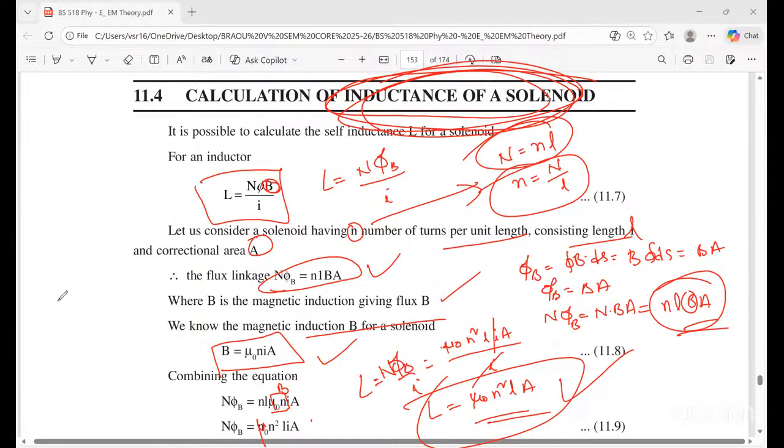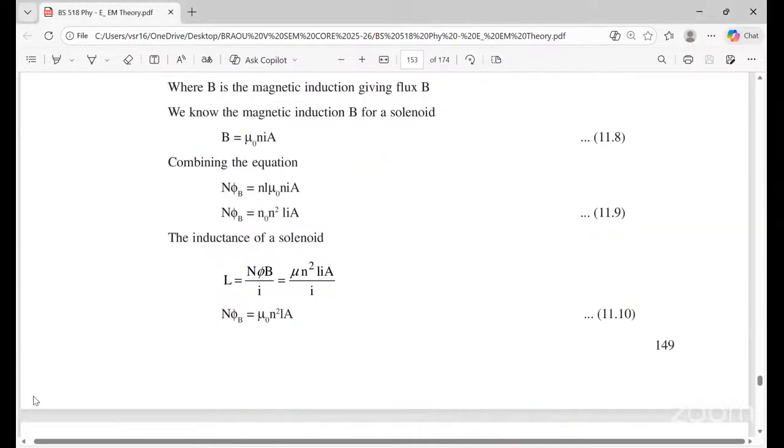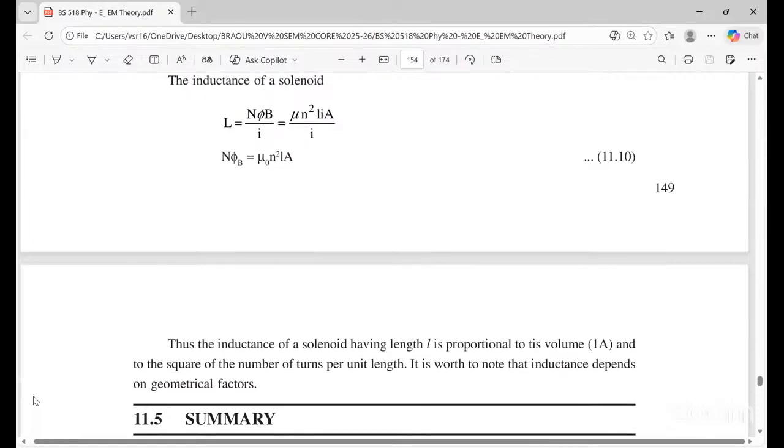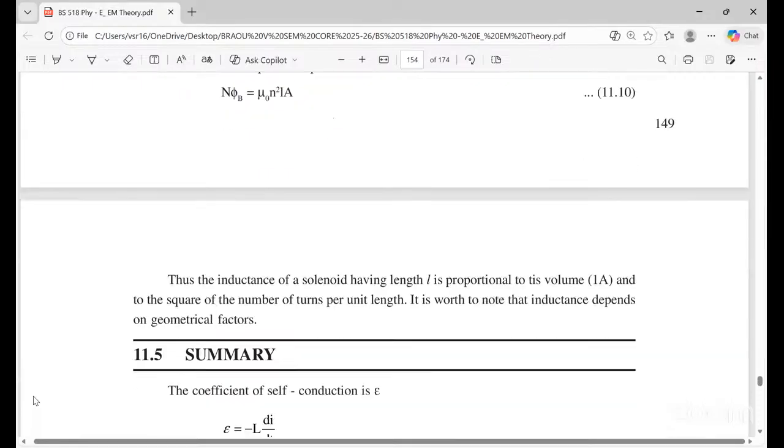I think it is worth 12 marks, maximum marks you will get. L equals mu naught n square l A. That's it.